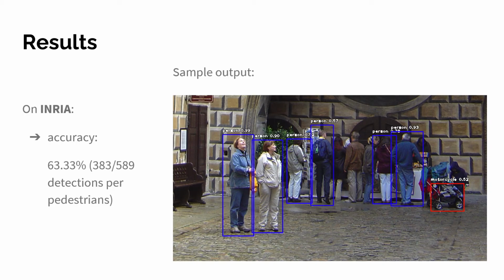Here we can see the results for the INRIA dataset. The overall accuracy is around 63%, meaning it has detected 383 out of the 589 pedestrians altogether. Also, we have pictured one of the outputs of the algorithm, where it has detected 6 people and 1 motorcycle.